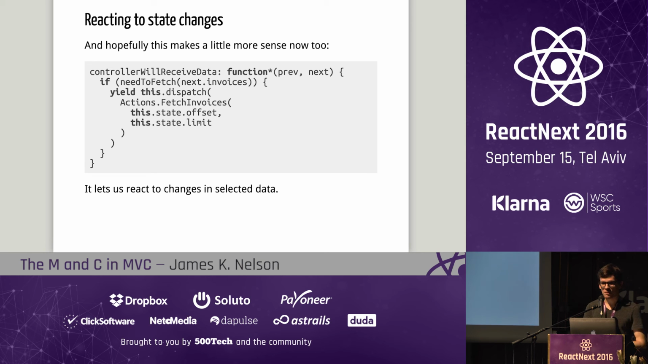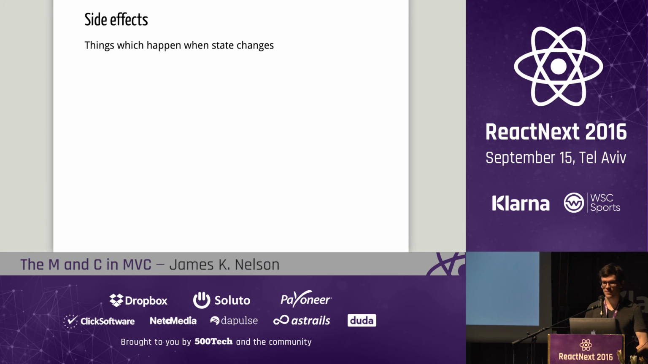But I still haven't explained what the generators are for. So that's the last part of this. Basically, they're for dealing with side effects. So what are side effects? They're things which happen when state changes. So if you, for example, have a post request because you want to create a new invoice, and that completes, then maybe you want to navigate after that. That's something which has happened to me a number of times. So that's one side effect.